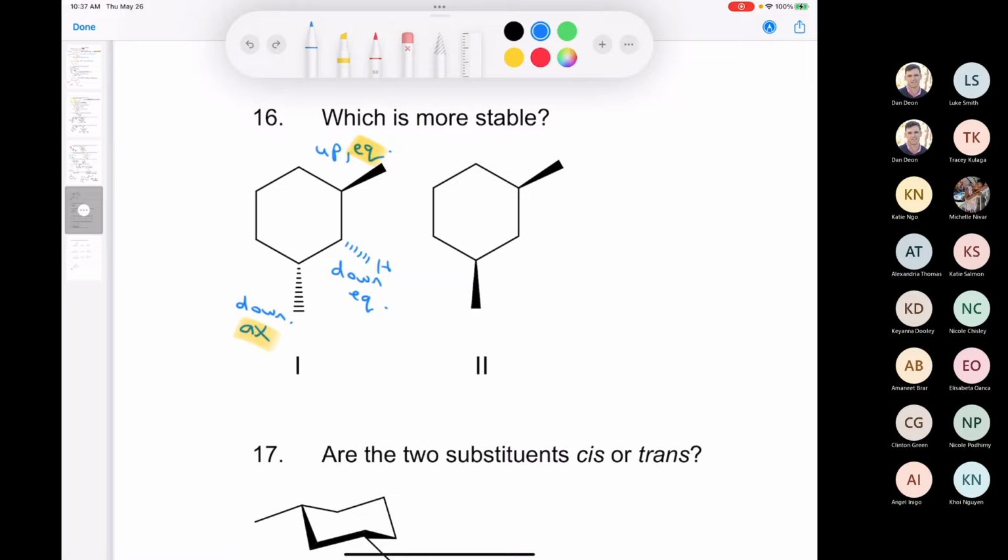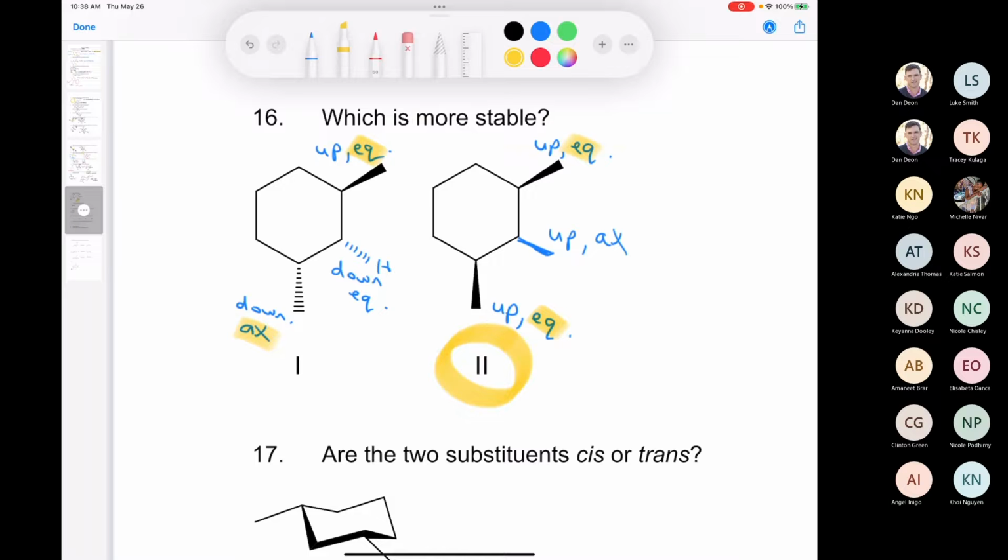So let's try the same exercise. If this group is up, and let's imagine it's equatorial, because we know equatorial is more stable than axial, that would mean that the hydrogen here that's pointing up would be up and axial. That would mean that this methyl group is pointing up and equatorial. And so we can have a conformation where both of the substituents here are equatorial. And so the most stable of these two stereoisomers is going to be number 2, because you can have two substituents that are in the equatorial position.